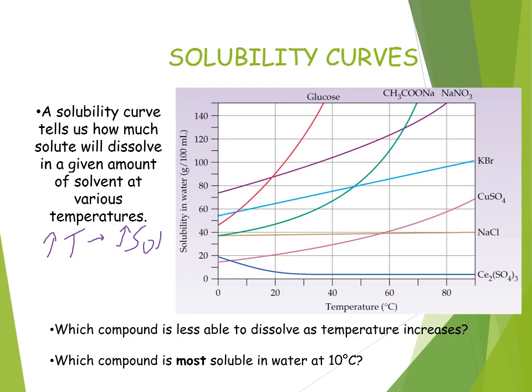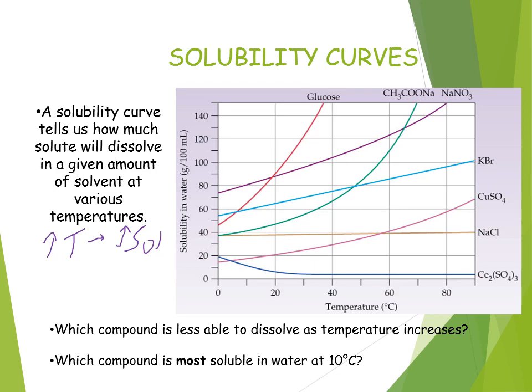So let's look at 40 degrees. I'll just go draw a line up here so we can kind of see it. So at 40 degrees, we can look at the saturation point and the amounts that would be added for different compounds. So let's focus on sodium nitrate, this purple line here at 40 degrees.